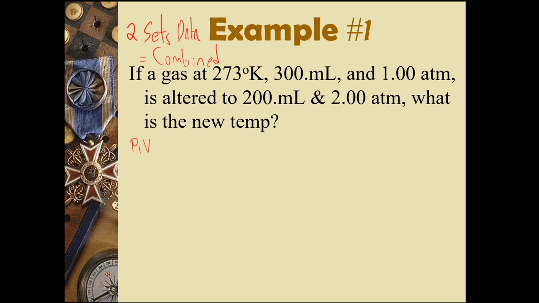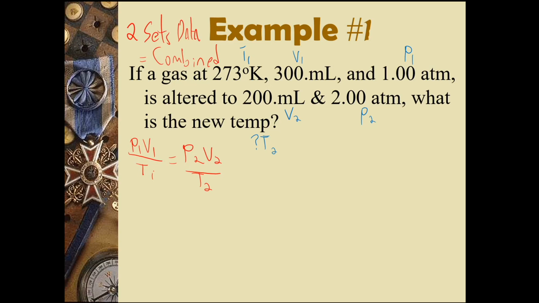Now, the combined law again is P1 V1 over T1 equals P2 V2 over T2. You should write these down as you start because you're going to need to know that. We're going to identify what each of these things are. This is my T1. This is then my V1 because it's connected, and this is my P1, which means this is my V2. This is my P2. And we are looking for T2, so T2 is going to stay unwritten.